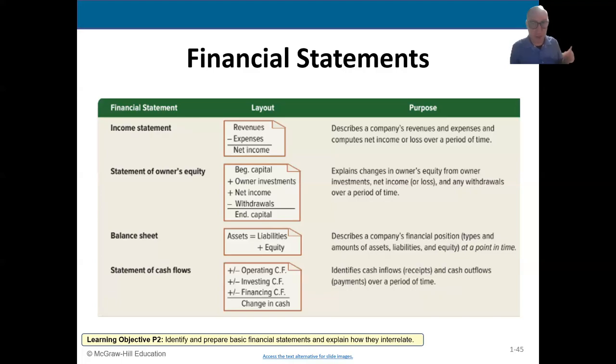The statement of cash flows, which is the fourth financial statement, represents the cash coming into and out of the business for operating activities, which is the day-to-day operations of the business, investing activities, which is the purchase or sale of property, plant, and equipment, and financing activities, which is taking out loans, repaying loans, financing from stock and bonds and things like that. That's on the statement of cash flows.